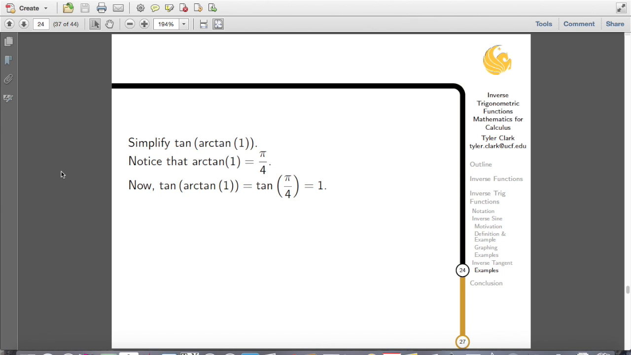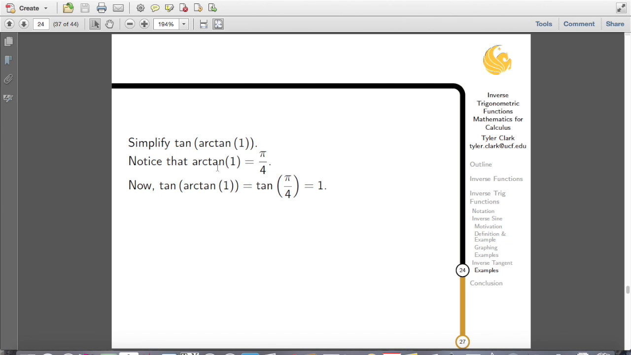If we want to simplify the tangent of the arctangent of 1, remember we want to work from the inside outwards. Notice that the arctangent of 1 is equal to pi over 4, because the tangent of pi over 4 is 1. Well, we know that also there's another angle on the unit circle, namely 5 pi over 4, that when you take the tangent of it, we get 1. But remember, we have to make sure that our output is in our range. So arctangent does not have 5 pi over 4 in its range. So the arctangent of 1 cannot be 5 pi over 4.